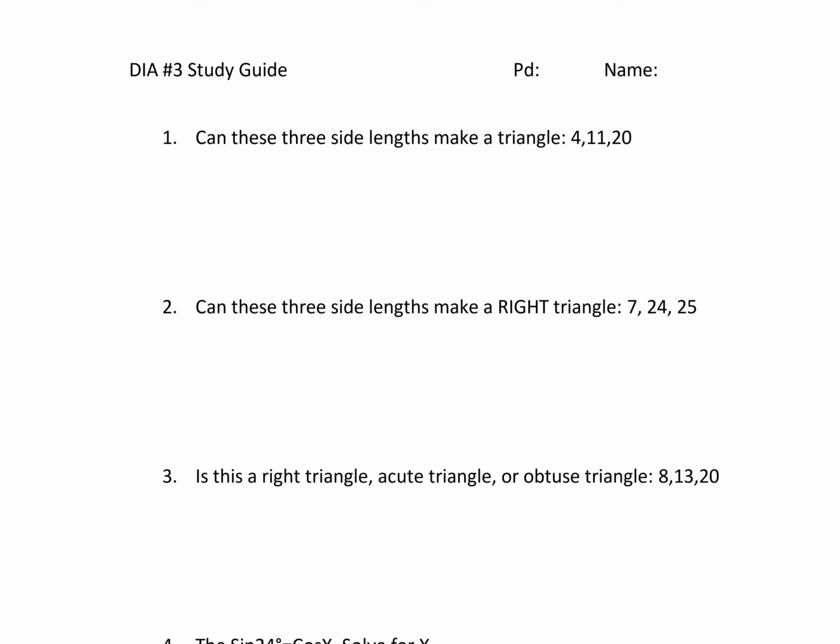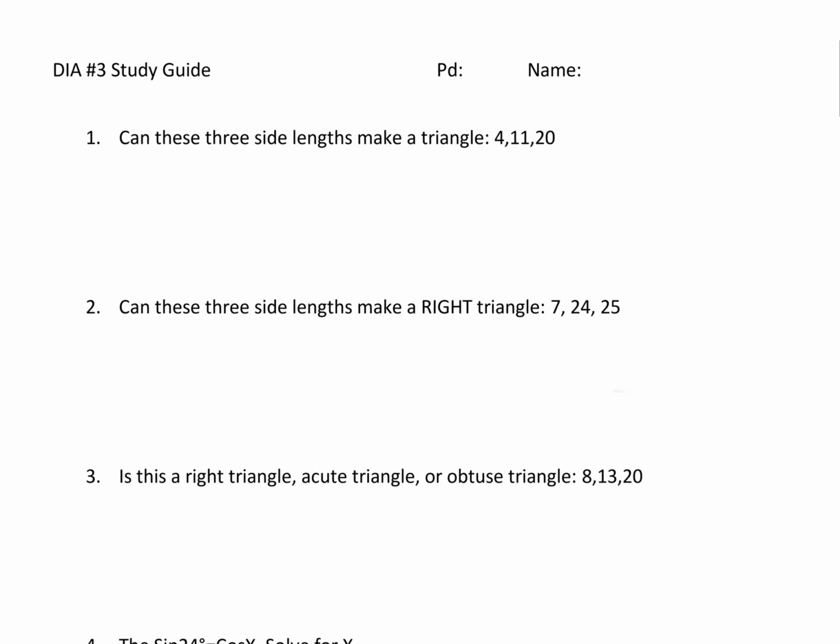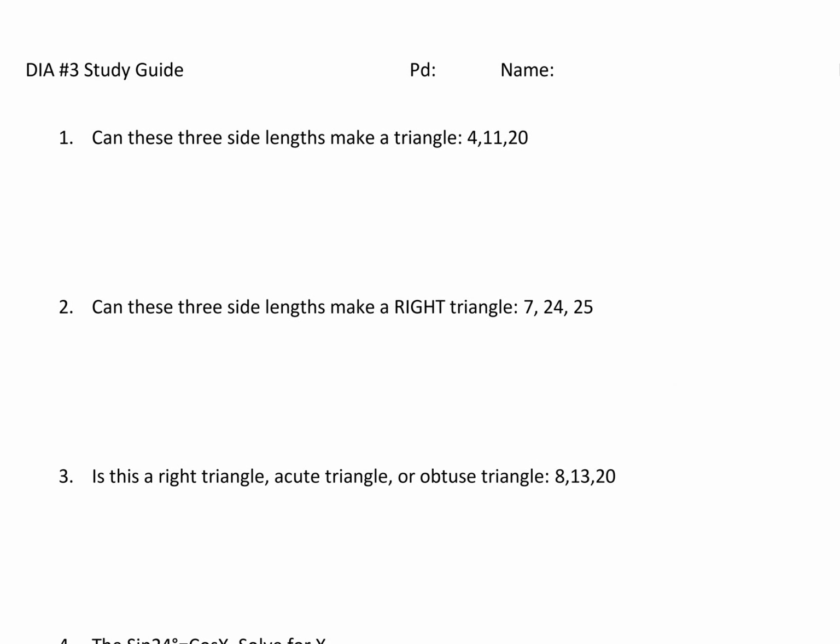So we are going to go over the DIA study guide, or basically the Unit 4 right triangle trigonometry study guide. So I'm not going to do these problems. I'm just going to kind of explain them because I want you to be able to still have these to work on your own. So first up, the question is, can these three side lengths make a triangle?